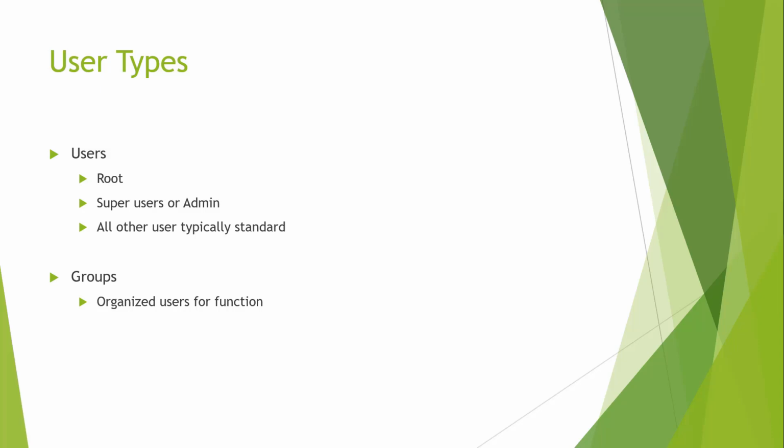First of all, there are two main types of users. We have super users or admins, and we have everyone else, which are standard users. However, there is a root user, and that is essentially the beginning super user. They are the main admin and they can do everything.